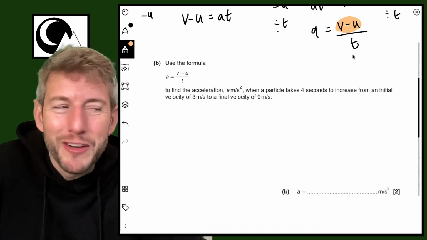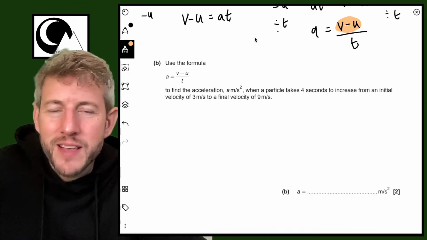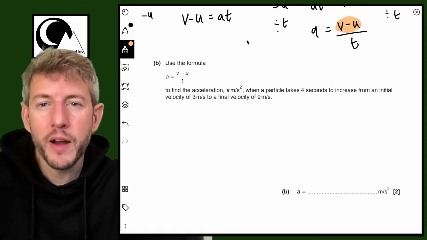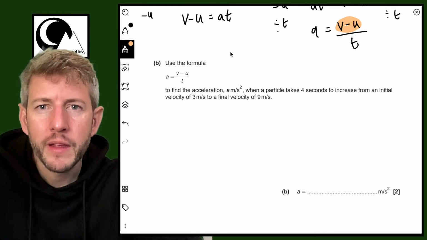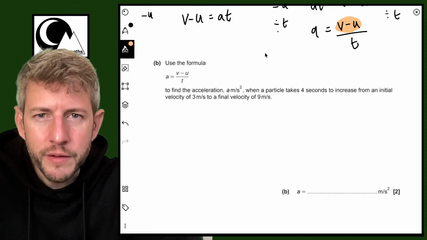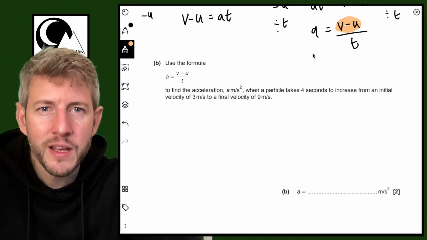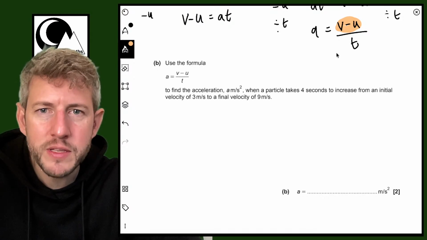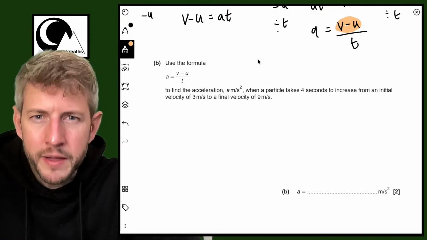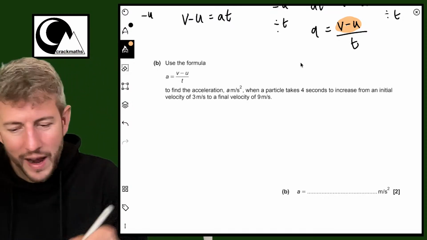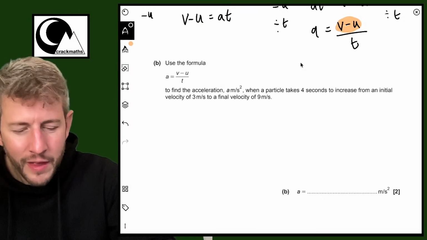Okay, right, let's have a look at part B. So part B says, use this formula, A equals V minus U over T, to find the acceleration, A meters per second squared, when a particle takes 4 seconds to increase from an initial velocity of 3 to a final velocity of 9.